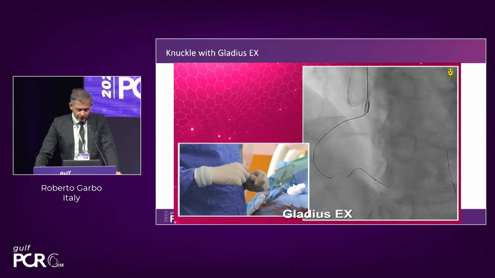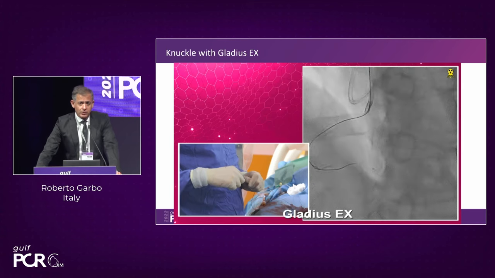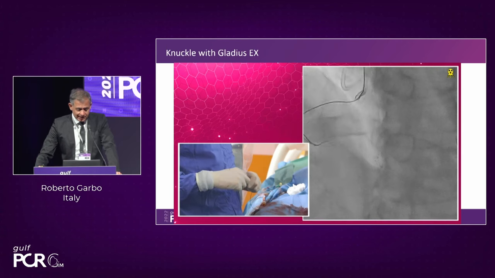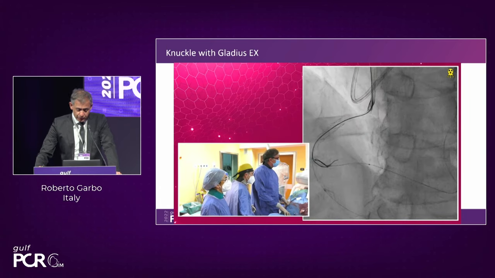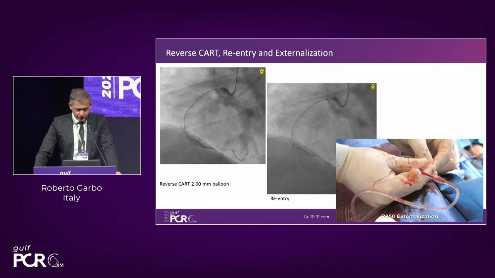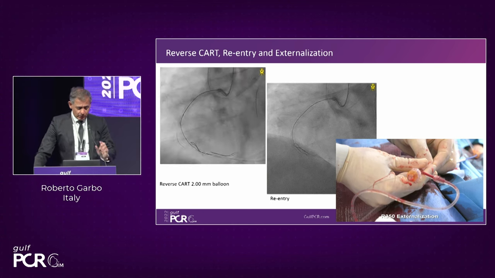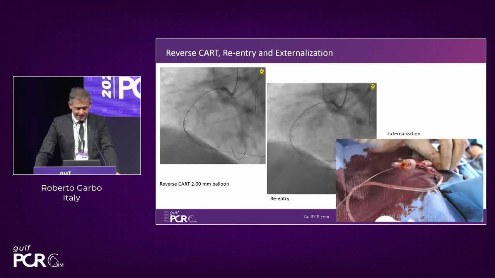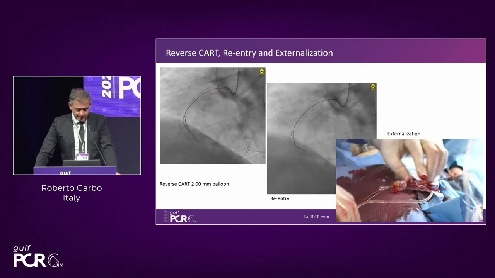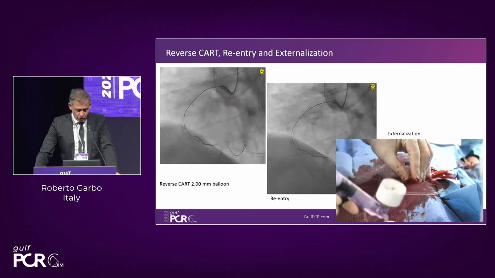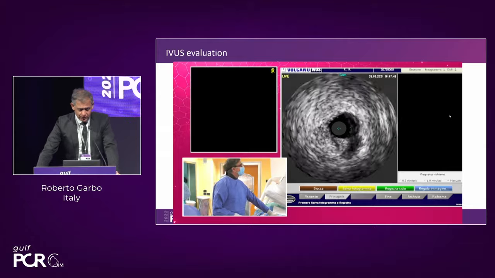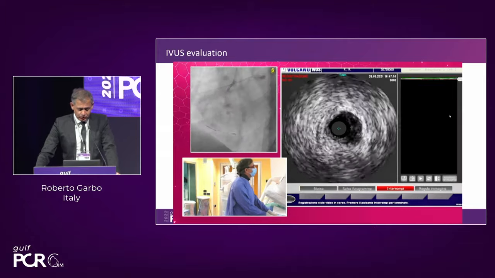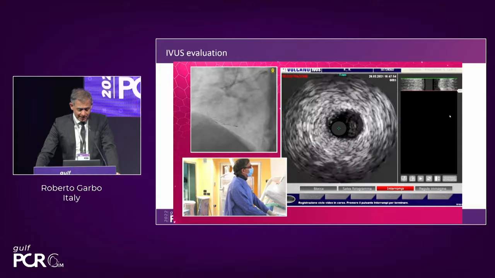Now, I like the Gladius wire very much. We have two kinds of Gladius from Asahi, the Gladius EX and the Gladius MG. This was a Gladius EX because at that time the Mongo was not available in Europe. And then, performing a reverse CART with a two millimeter balloon, I was able to make the connection, to make the re-entry, and externalize the wire. This is an R350 wire, that long wire for externalization. After that, balloon dilatation, IVUS evaluation. You can see here, this is interesting because you can see that at the level of the cracks, we are intraplaque, we are intraluminal.